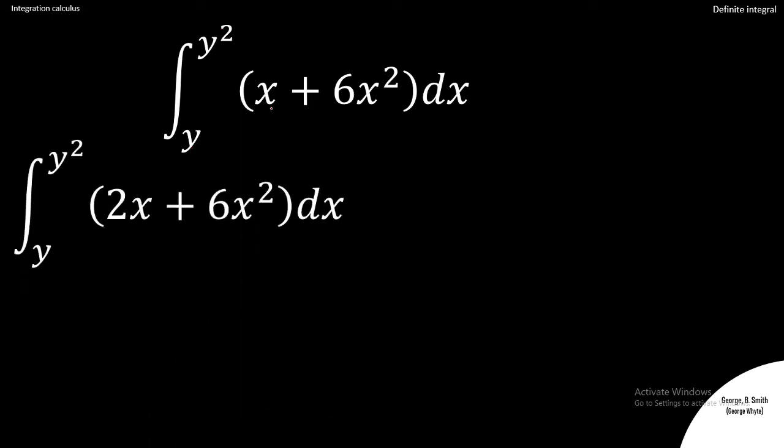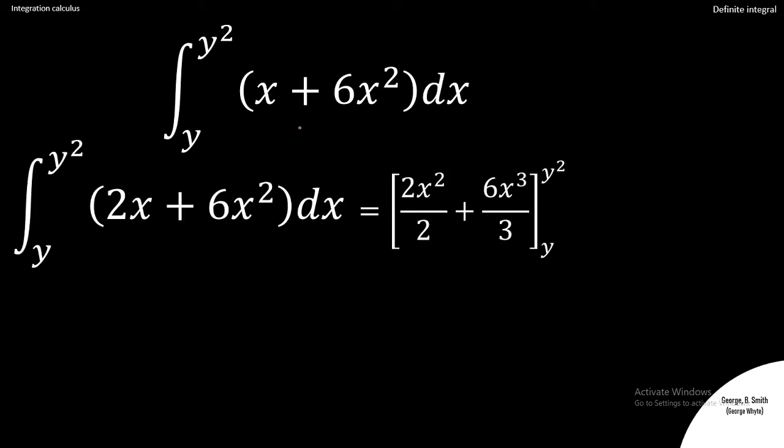If we go ahead to integrate, we are still going to get 2x. I'm sorry, there's a 2 here. So we are working with this. If we integrate 2x, we get 2x squared over 2. Integrate 6x squared, you have 6x cubed over 3. Lower limit is y, upper limit is y squared. Before we substitute, let's cancel out. 2 can cancel 2 to give us x squared. This can cancel this to give us 2x cubed. So that's what we are going to get.